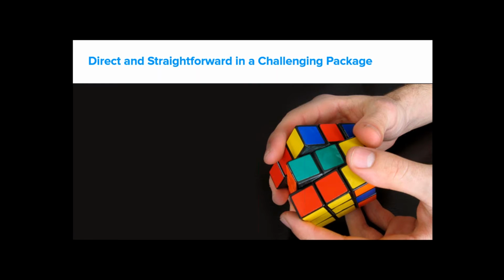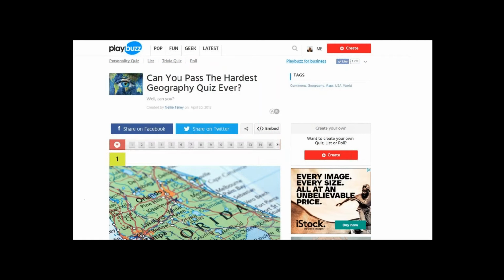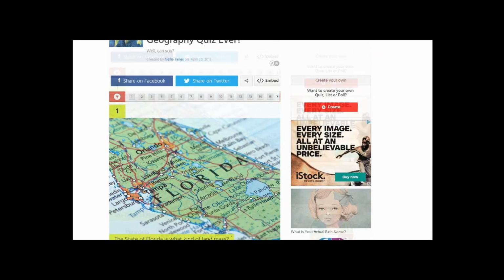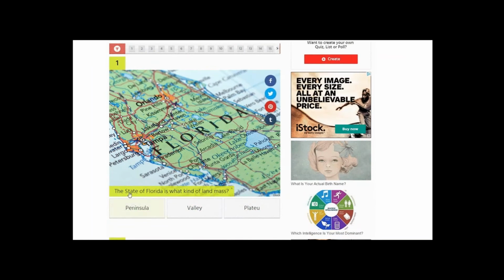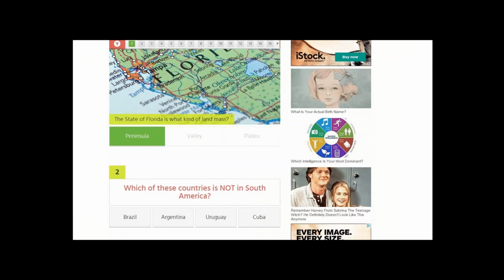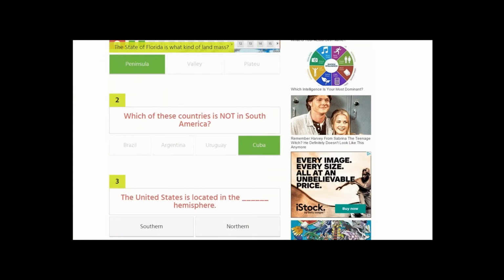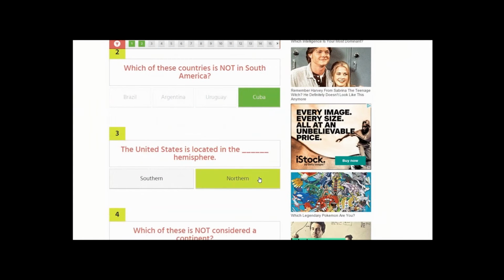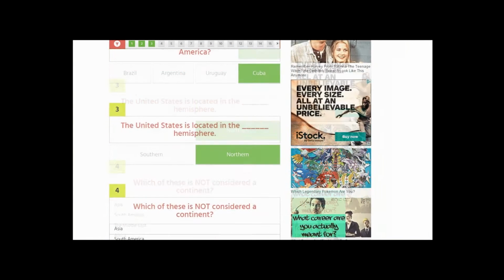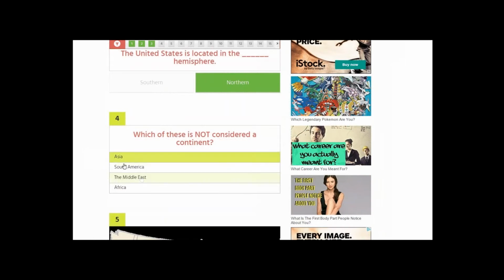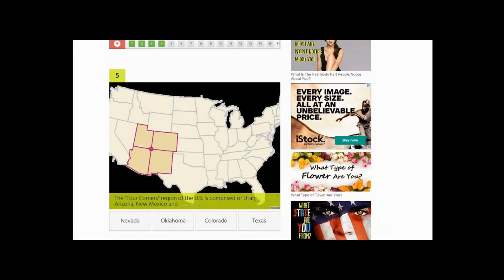So here we have an example of this type of trivia: can you pass the hardest geography quiz ever? Now we can see here the questions are actually quite straightforward. The state of Florida is what kind of landmass? Okay, peninsula, that's easy. But the packaging is very challenging, the hardest geography quiz ever. It makes your audience feel like they're really being put to the test, and they're more likely to share those results.